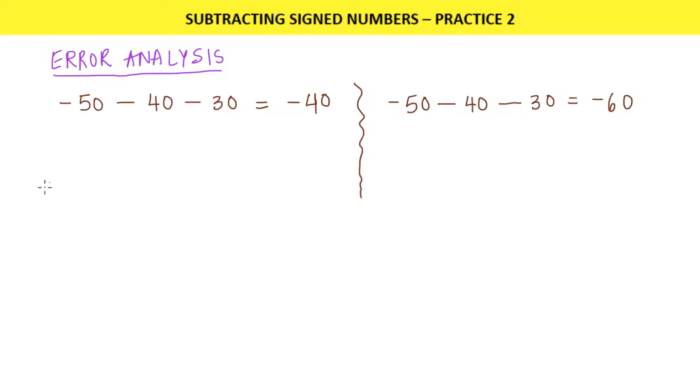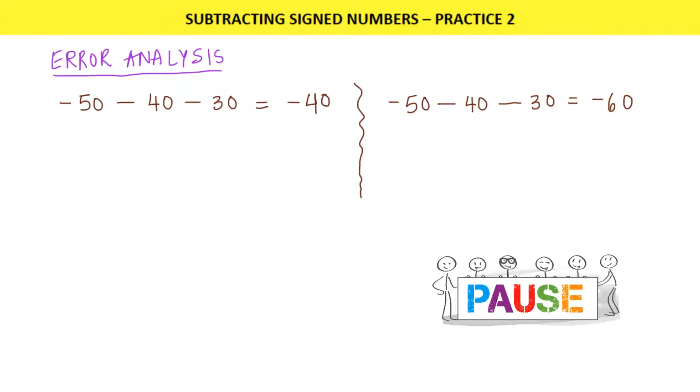So we have a problem here, negative 50, minus 40, minus 30. And there are two students who have come up with two different answers. And I'm going to tell you right away that both these answers are incorrect. One student got an answer of negative 40 and the other student got an answer of negative 60. And I want you to be a detective and figure out what mistake could these students have made.